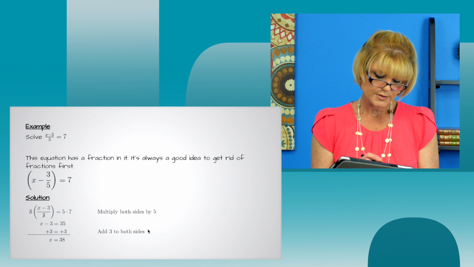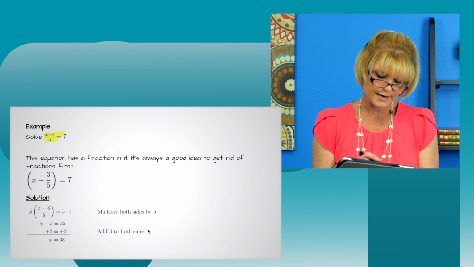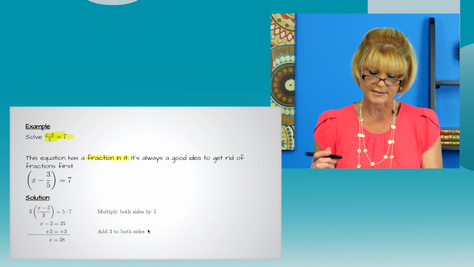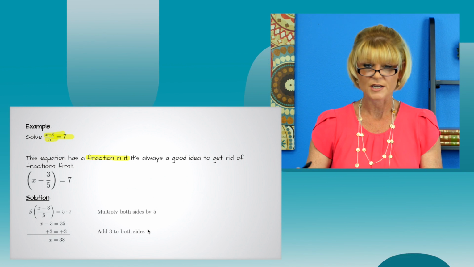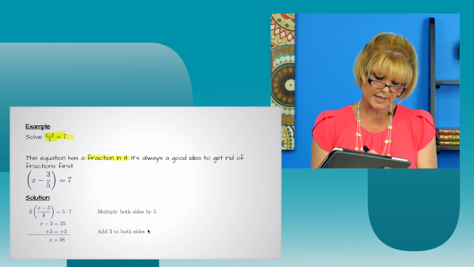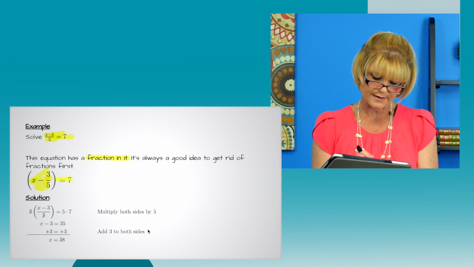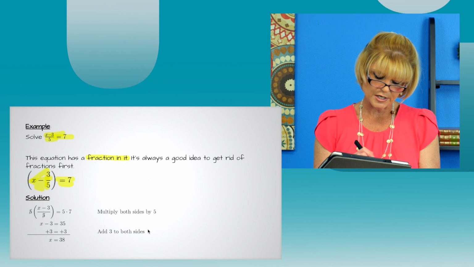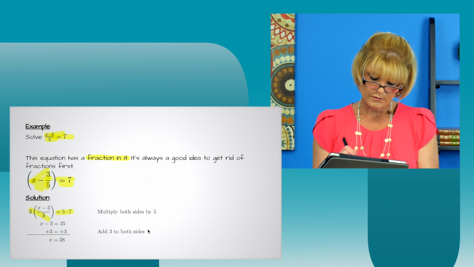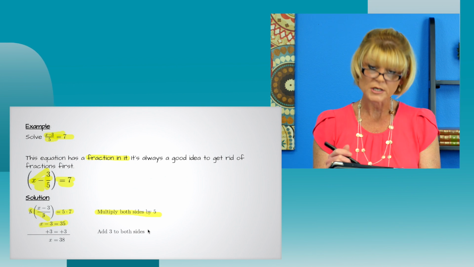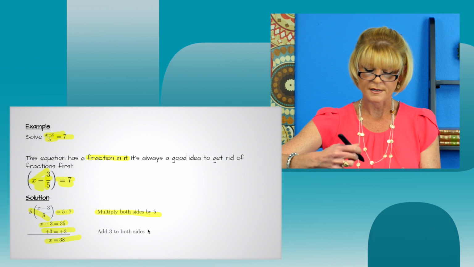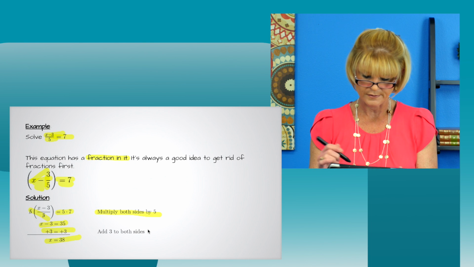Another example, solve (x - 3)/5 = 7. Okay, so this equation has a fraction in it. Don't panic, it's not that hard. It's always a good idea, though, to get rid of those fractions first. So all we have to do to get rid of that 5 is multiply both sides by 5, which gives us x - 3 = 35. Then we add 3 to both sides and we get x = 38. See, it's not really so hard at all.